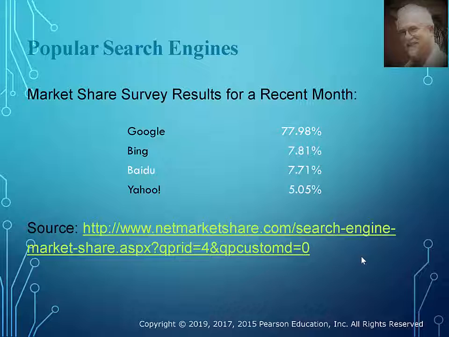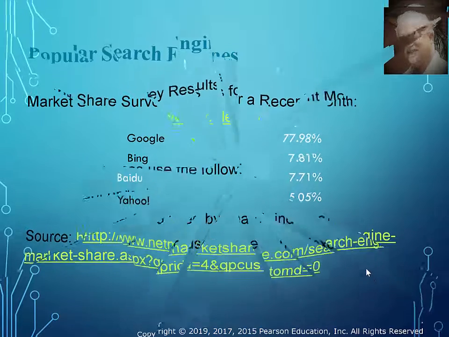Okay, market share. Oh, surprise, surprise, Google. Right? Google's the big one there. You see it almost 78%. Bing, Baidu from China, and then Yahoo. All about market share. So if you want your site to be seen, you certainly have to get it into Google, right? Obviously.